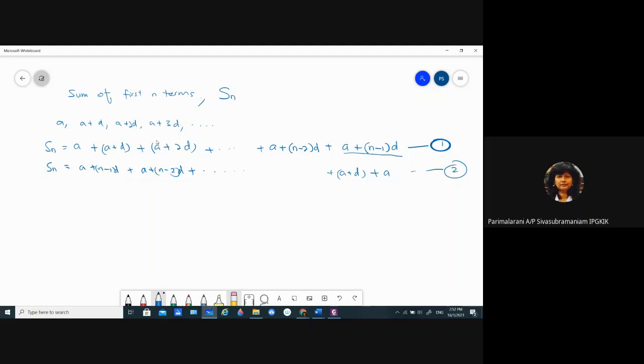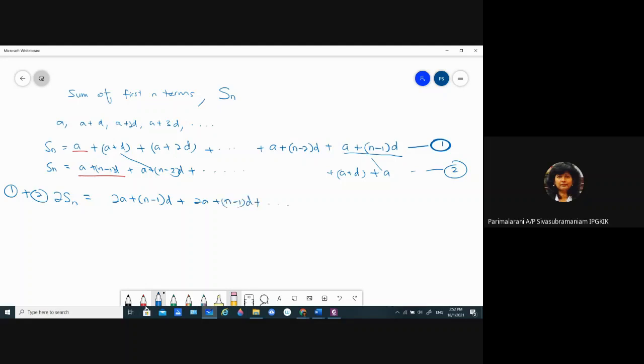We've written the last term first until the first term. Now we are going to add equation 1 and equation 2. So when we add equation 1 and 2, Sn plus Sn is 2Sn. The first two terms we're adding give us 2a plus n minus 1d. Each time you add, you get 2a plus n minus 1d.